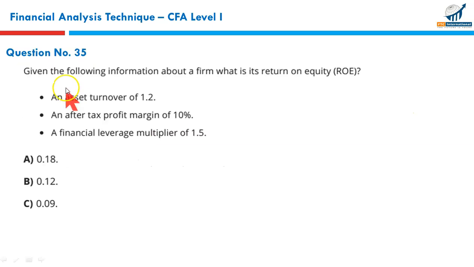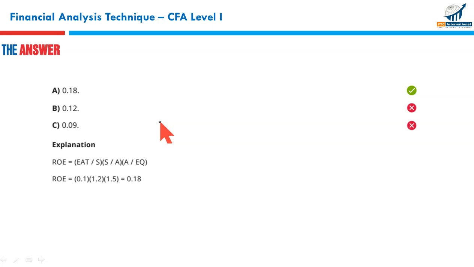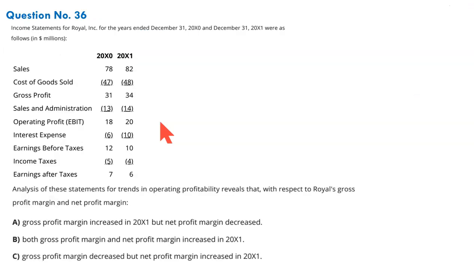Next, given the following information about a firm, what is the return on equity? Simple, we have mastered this formula. Return on equity is the after-tax profit margin multiplied with the assets turnover times financial leverage, and that's all. 10.1 times 1.2 times 1.5 gives you 0.18 or 18%, straight as it is. A is the right answer. A it is. See, simple as that.